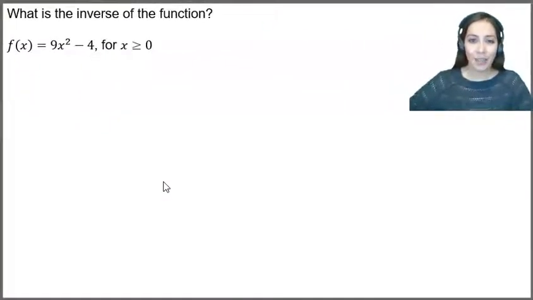What is the inverse of the function? We have f of x equals 9x squared minus 4 for when x is greater than or equal to 0. How am I going to find the inverse of the function with this domain restriction?